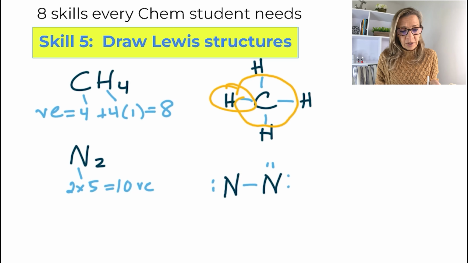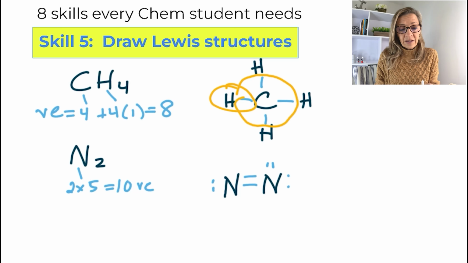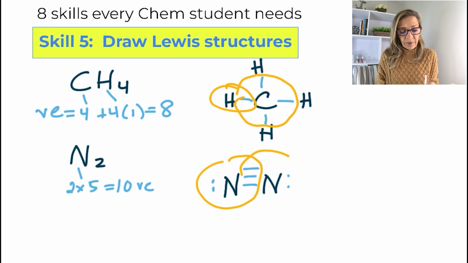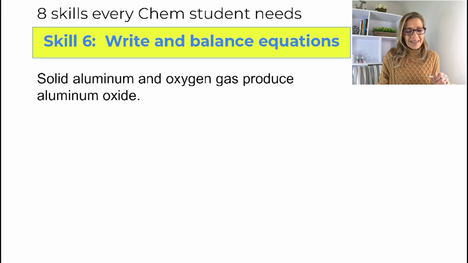So let's grab 2 from one of the nitrogens and kick them in here. The nitrogen on the right has 8, but the one on the left still has 6. So let's let this guy on the right share 2 more. There we go. We've got 8 on this nitrogen, and then we have 8 on this one. So that's a little refresher on Lewis structures. Hey, it's trial and error. Don't worry if you don't get it right the first time. Just keep trying. All right, the next one is writing and balancing equations.